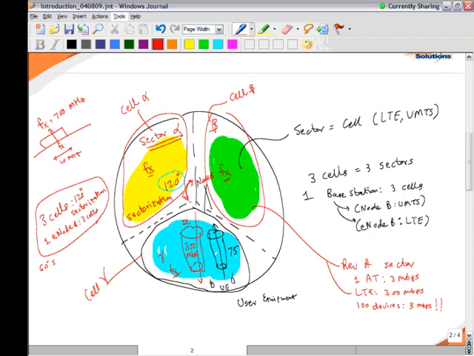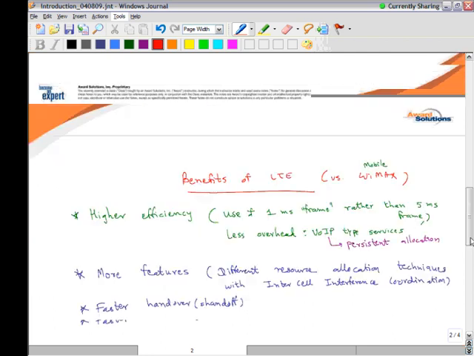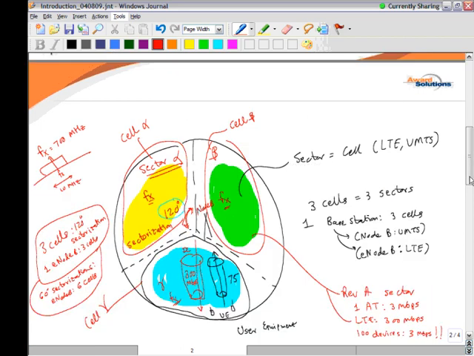If you do 60 degree sectorization, then of course you will have six cells, and E node B will then control six cells. Is it clear? Can you have more than one cell in a single sector? Like in UMTS, you could have two carriers, and therefore two cells. Oh yes, I understand your point. So you could have that.